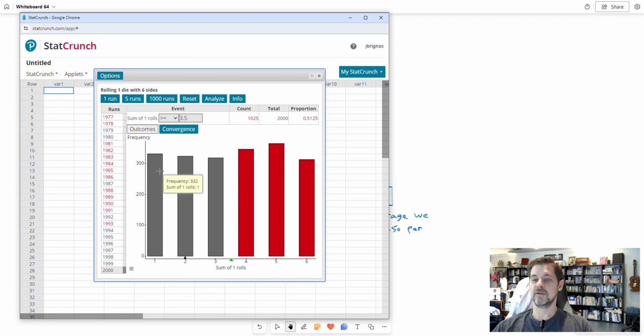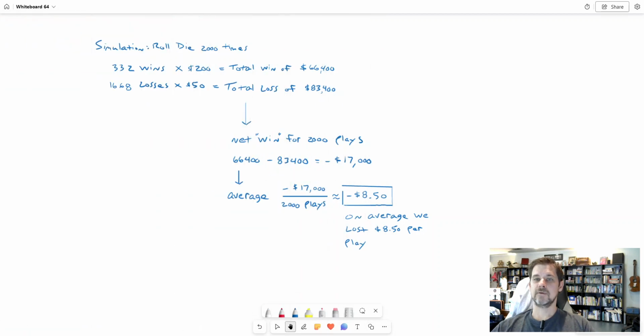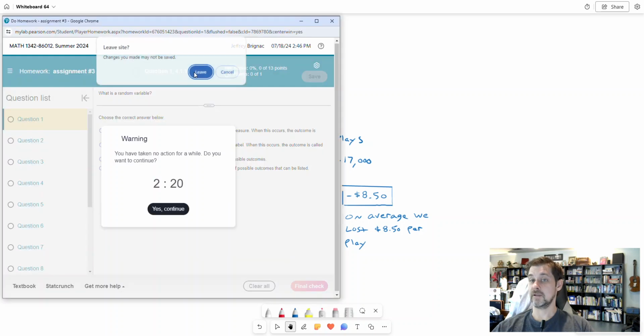I have 332 wins. I rolled a 1 332 times out of 2,000. And then here are the numbers for rolling 2 through 6. For example, for 6, it says out of 2,000 rolls, I rolled a 6 313 times. Okay, now I want to take those numbers. So according to that simulation, that's 332 wins at $200 per win.